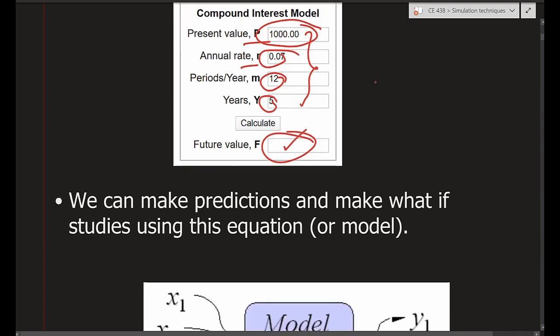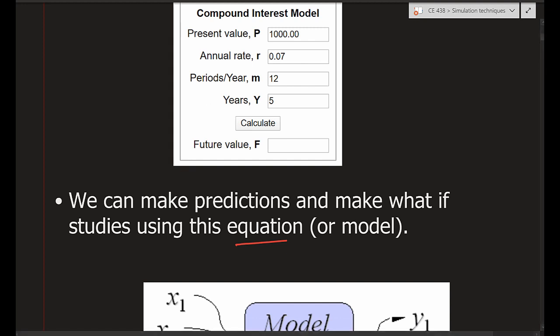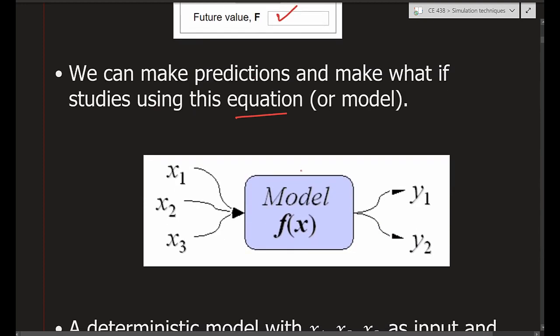We can make predictions and what-if studies using this kind of model or equation. For example, we can ask what the future value will be if I have a different annual rate and a different m value. Depending upon that, I can change these variables and calculate the future value. To conclude, in this kind of model we have inputs, which can be multiple, and we can have multiple outputs also. Here x1, x2, x3 are deterministic, and the outputs y1, y2 are also deterministic. So this is an example of a deterministic model.